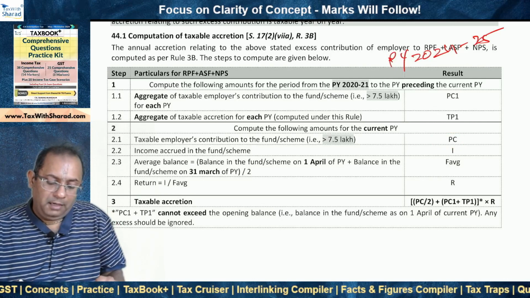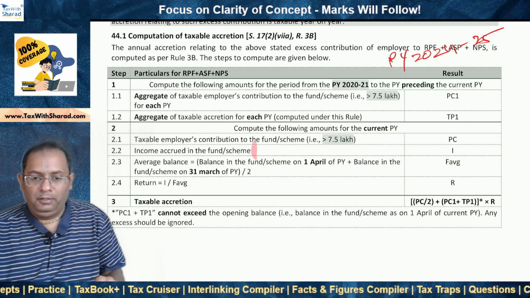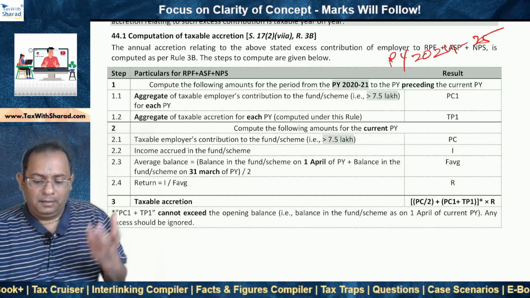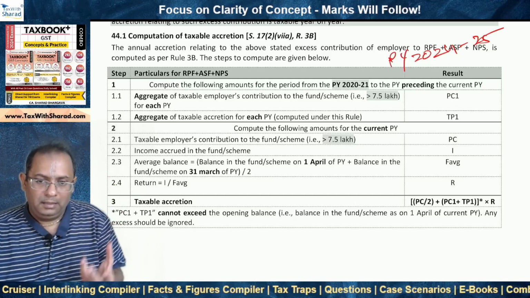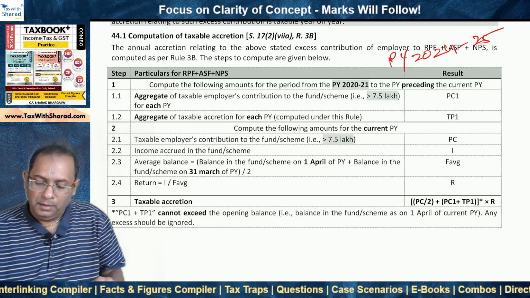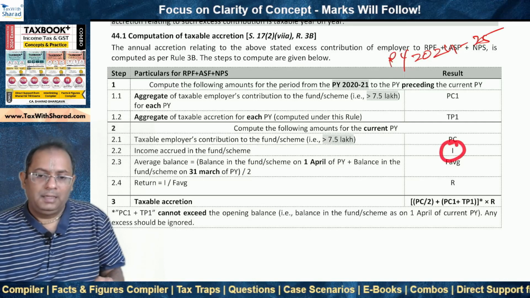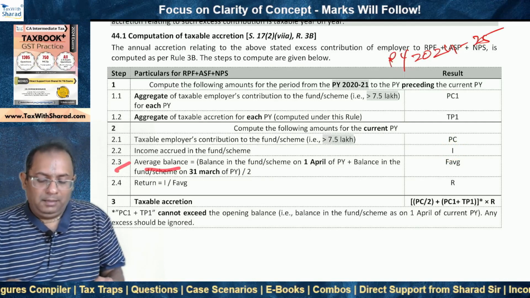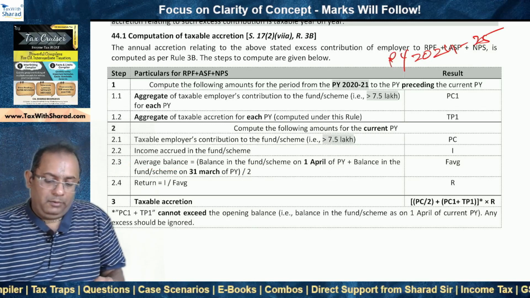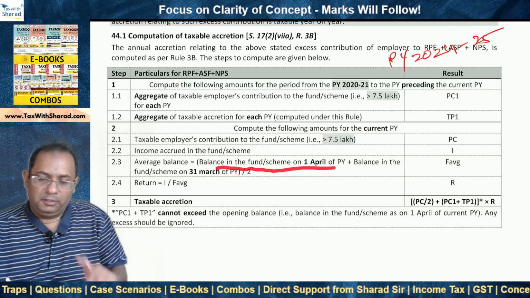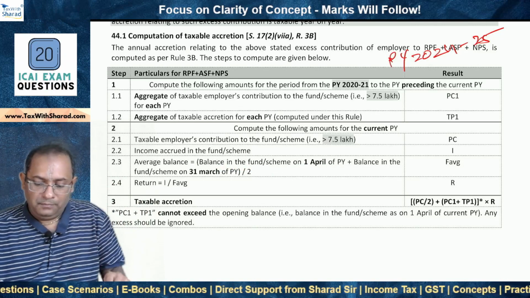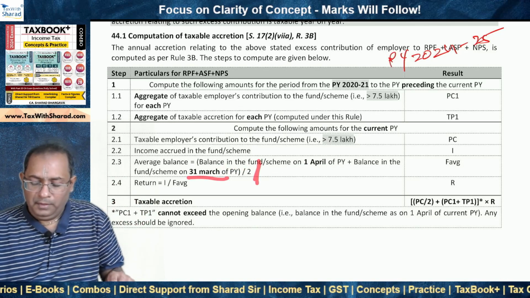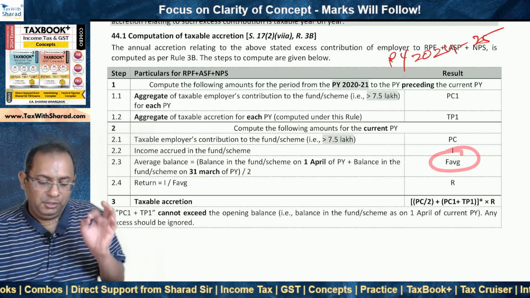Second, we find out the income accrued in the fund or the scheme. The interest or dividend, etc., whatever be the accretion, whatever is the income which is accrued in the fund or the scheme, we find out and this is what we call as I. In the next step, we find out the average balance. We take the balance in the fund or the scheme on 1st April of the previous year, the opening balance, and the closing balance, that means balance on 31st March, and then we divide it by 2, and this is what we call as FAVG, average balance.